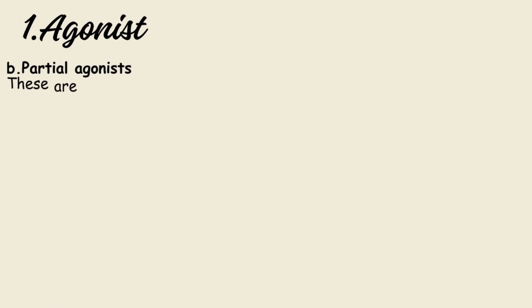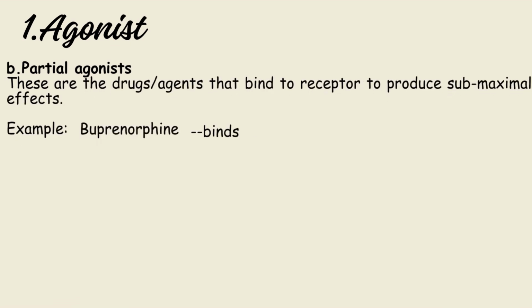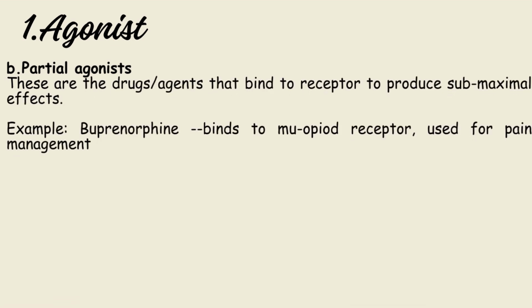The next type of agonist is partial agonist. These are the drugs or agents that bind to a receptor to produce submaximal effects. Example, buprenorphine binds to the mu-opioid receptor and is used for pain management. For a better understanding, buprenorphine partially activates the mu-opioid receptors, providing a ceiling effect where higher doses do not produce a proportional increase in effect like a full agonist.